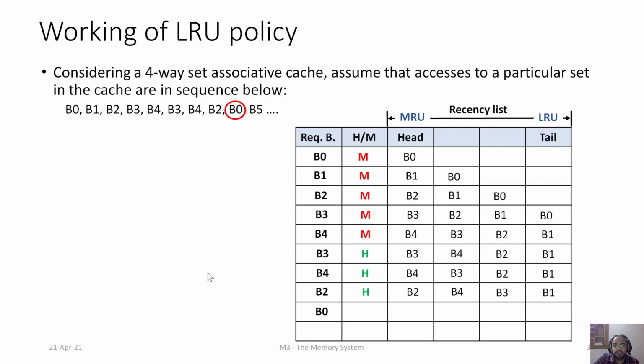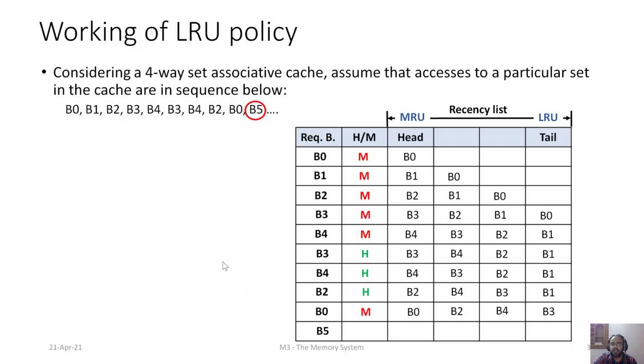Now when the B0 request comes, B0 is not there, it is a miss, so we need to pick a victim block. The cache controller will look at this particular set's recency list, and it finds that B1 is the least recently used, so B1's position will be given to B0. Again B0 will be in the MRU, and B2, B4, B3 will shift to the right by 1 position.